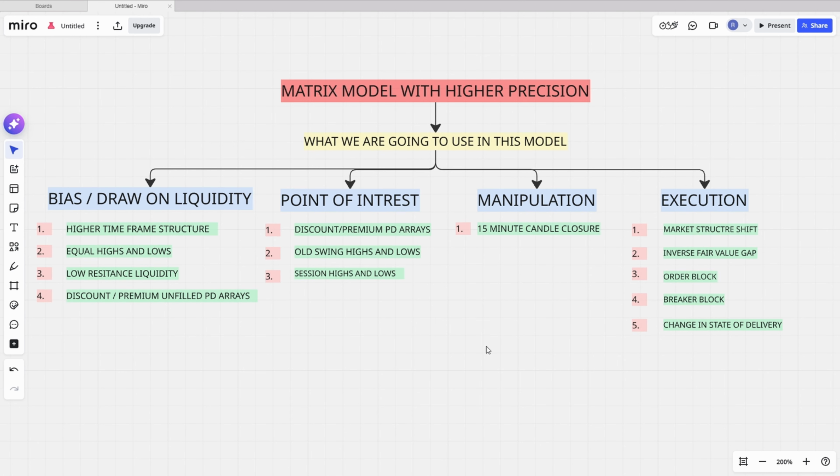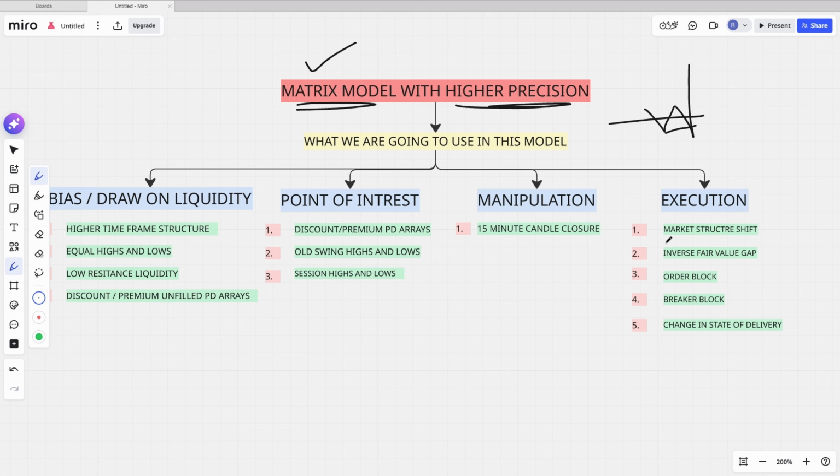So in this video, I'm going to show you how to use the matrix model with much higher precision. If you have been following me for a long time, or if you have watched my older videos, you already understand what the matrix model is and how it is designed to work against the market maker framework rather than being trapped inside it. The goal of this model has always been to help you think differently from the majority of traders and outperform common retail approaches.